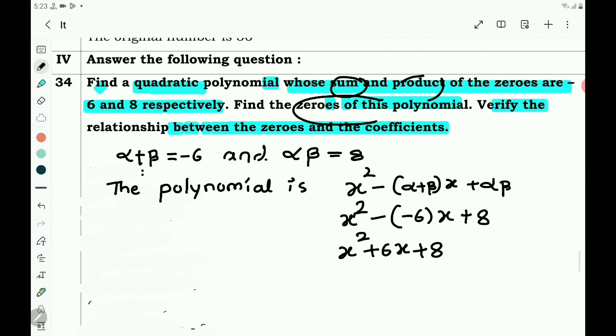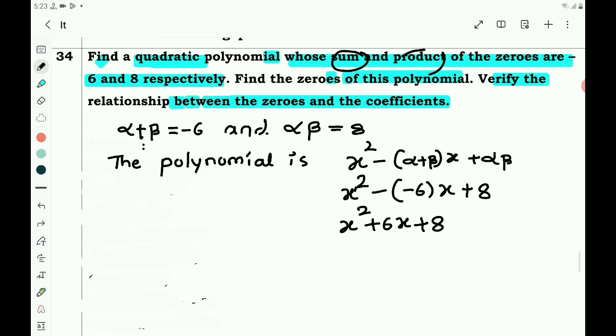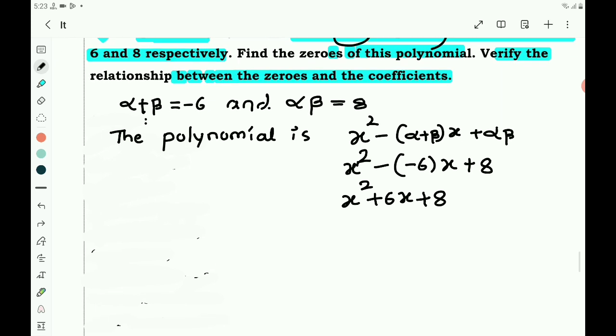Then what you have to find out? Find the zeros. Here alpha plus beta is given and alpha beta is also given. You can get the values of alpha and beta here also, but it is a 4 marks question. Then use the splitting the middle term. It is a trinomial and we have to split the middle term taking the sum and the product. Then you take to find the zeros.